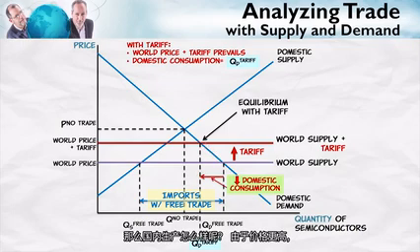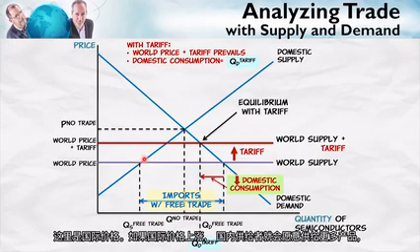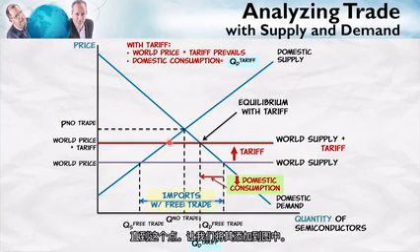Okay, what about domestic production? Well, with the higher price, domestic suppliers are now willing to supply more. Here's the world price. With a higher world price, domestic suppliers are willing to supply more up until this point. So let's add that to the diagram.